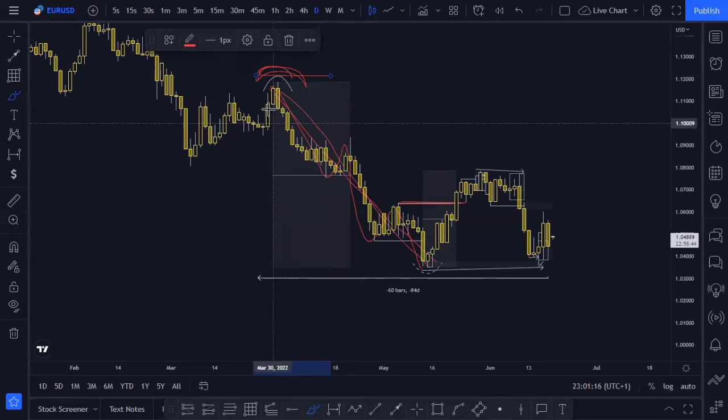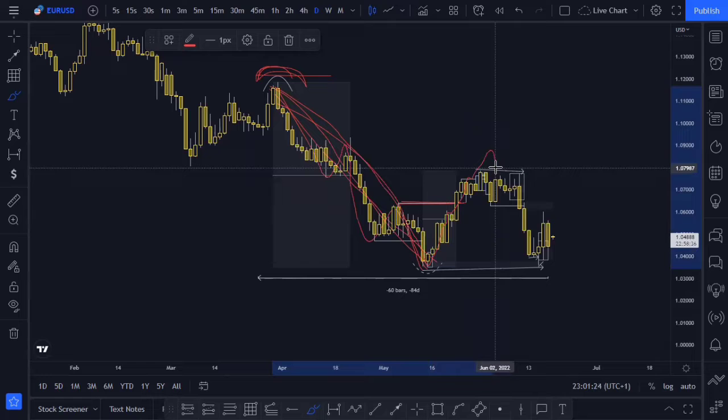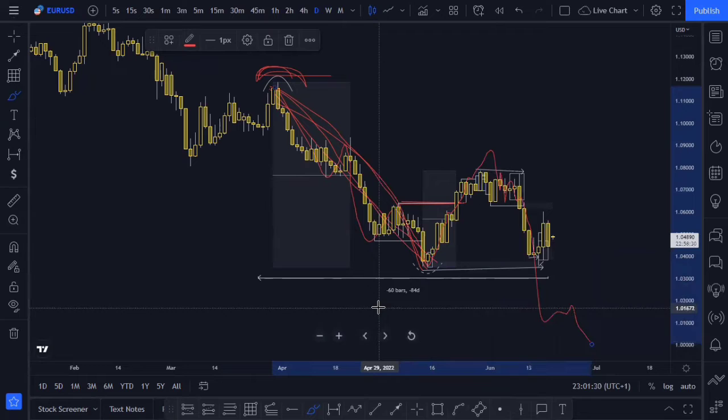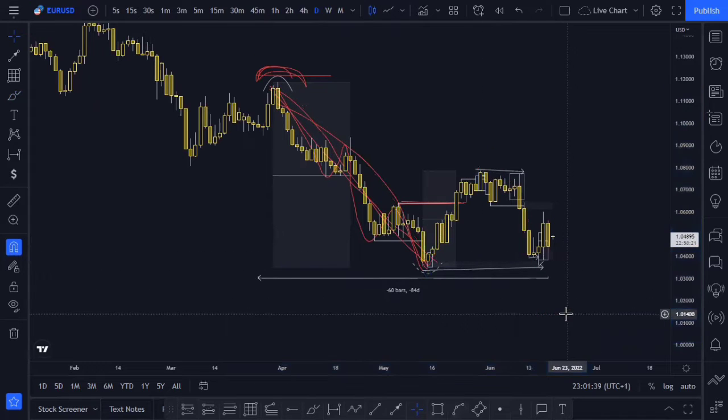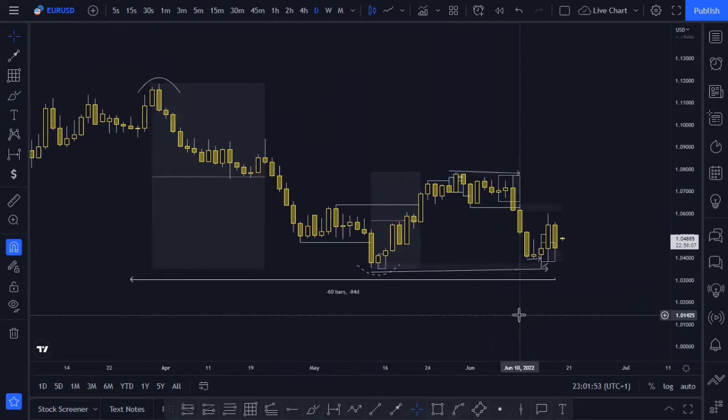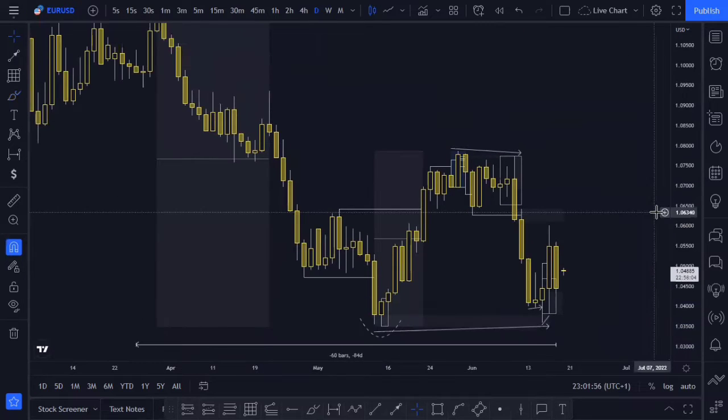So we had the push, and normally when we have a huge push like this, we want to see a significant pullback before price would continue the bearish leg. So here, we had this break construction.